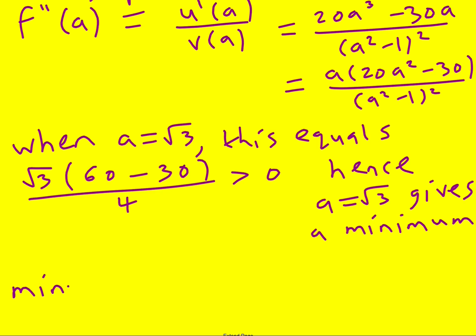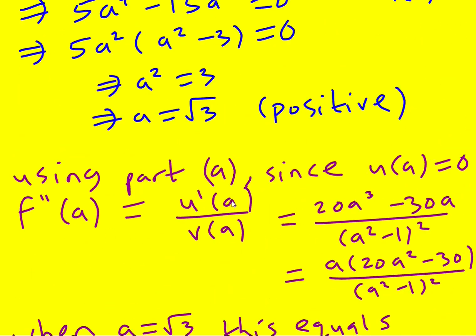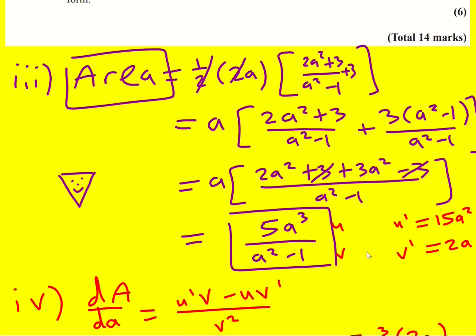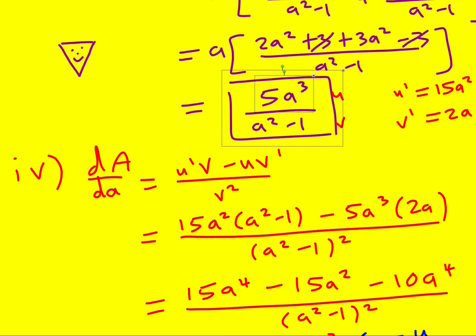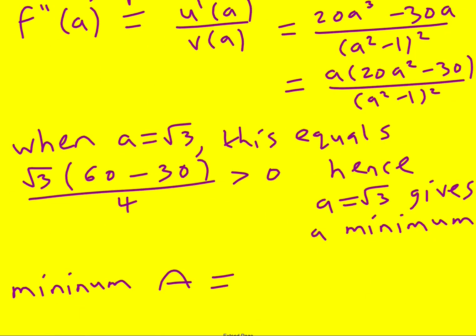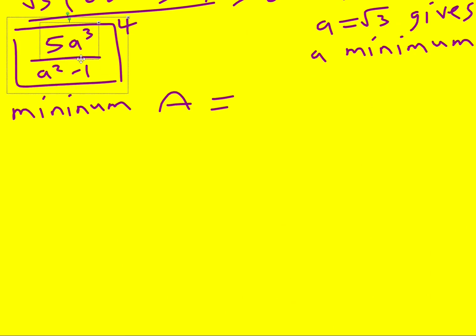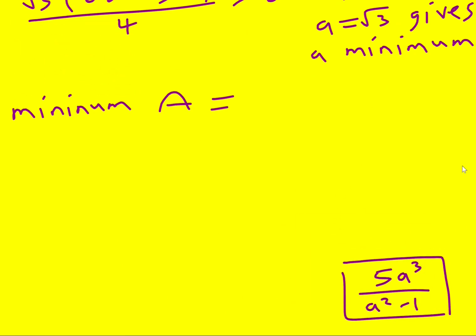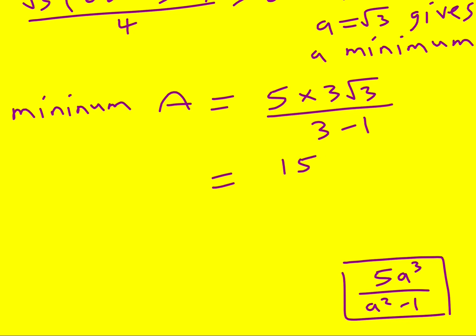And the minimum area, we just need to substitute root 3 back in, into here. So it's going to be 5 times 3 root 3 divided by 3 minus 1, which gives 15 root 3 over 2.